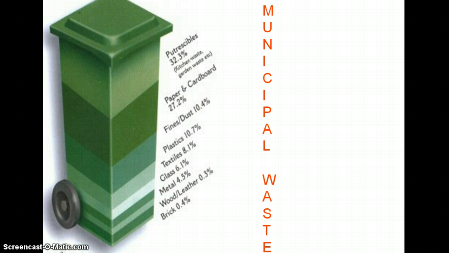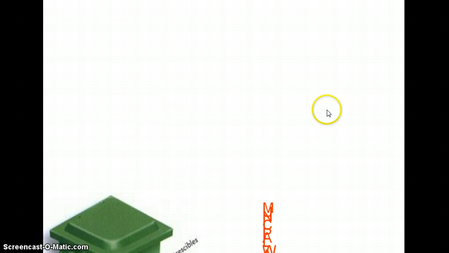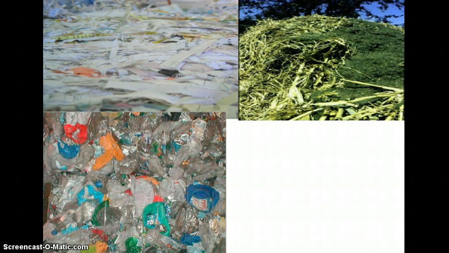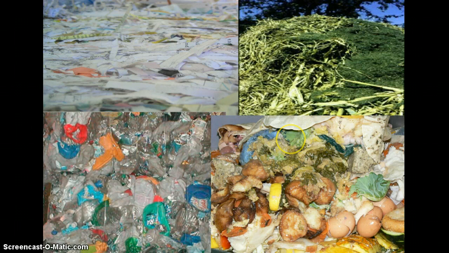So municipal waste, and I'm going to give you an overview of the most discarded waste in your home. And the first one is paper. And what is that? Brush or grass clippings or whatever comes from your lawn. Plastic. Food. So those are the most discarded waste in your home. Paper, grass clippings, plastic, and food.